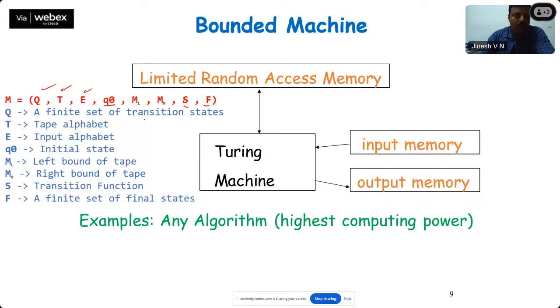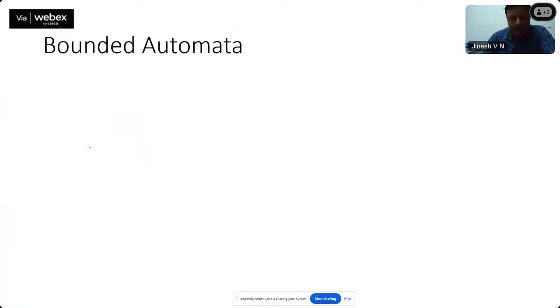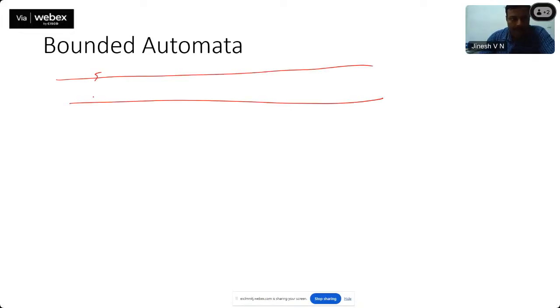Let me take one example and tell you what a tape symbol is and what an input symbol is, and what the difference is. In bounded automata, the concept is you have an infinite tape, and then how much string you can put into that. So the tape will be infinite.